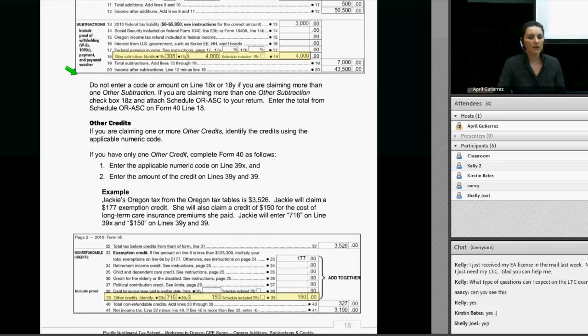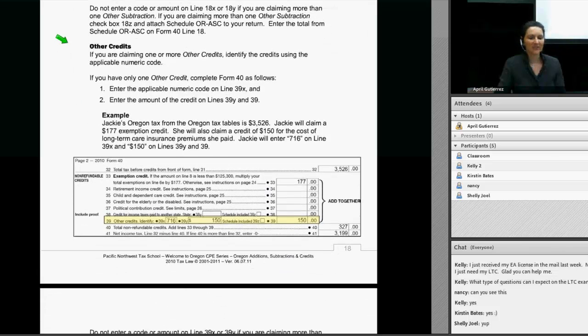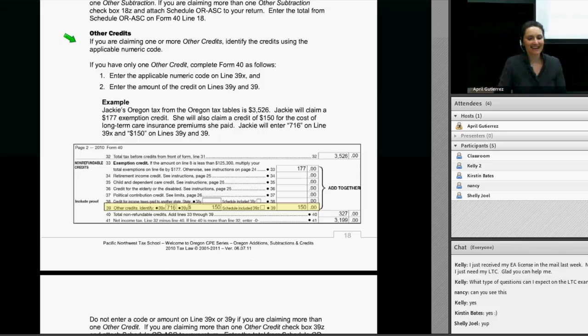Do not enter a code or amount on line 18X or 18Y if you are claiming more than one other subtraction. If you are claiming more than one other subtraction, check box 18Z and attach Schedule OR-ASC to your return. Enter the total from Oregon ASC on Form 40, line 18. That one is a tongue twister to say.